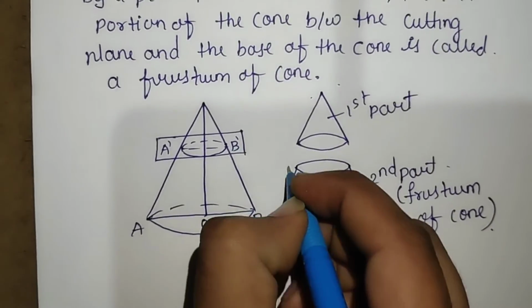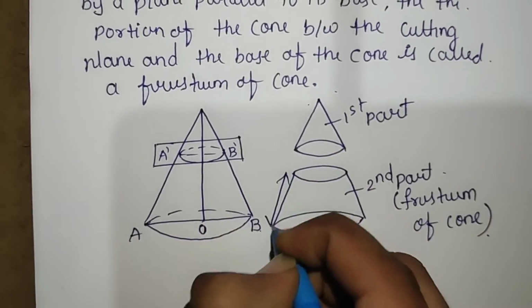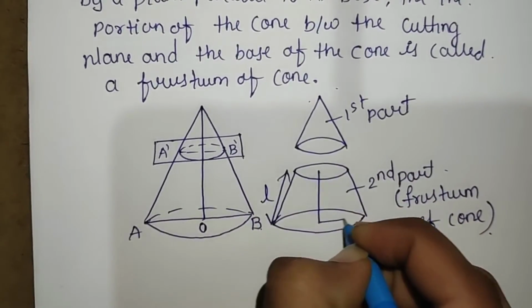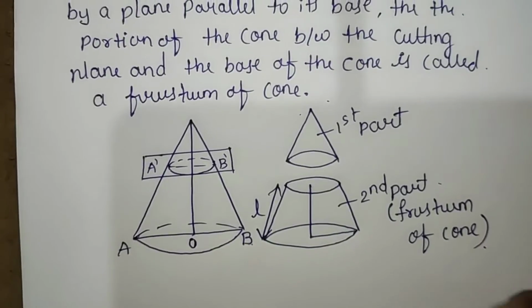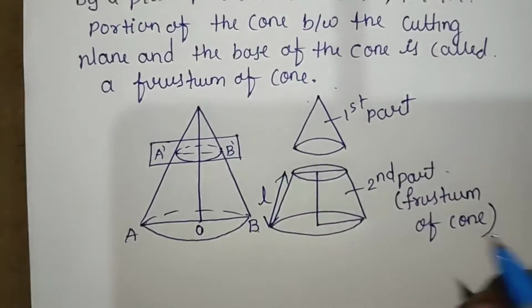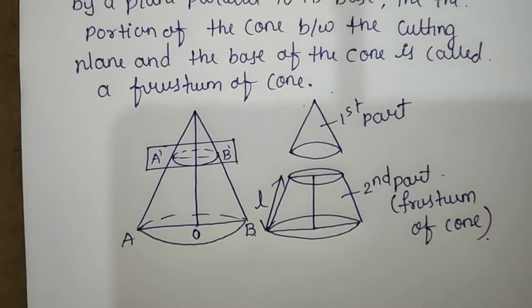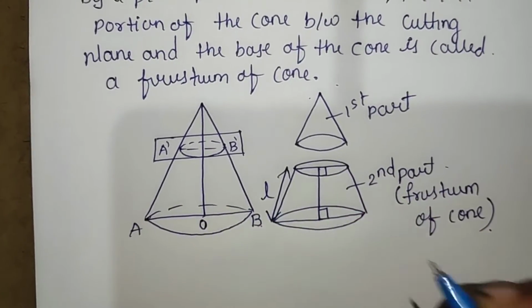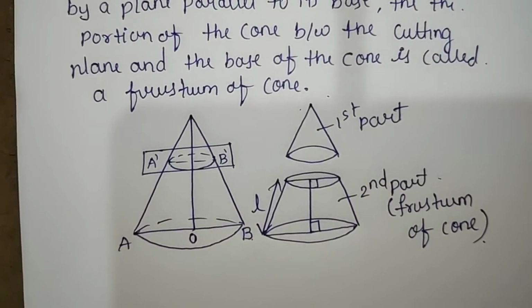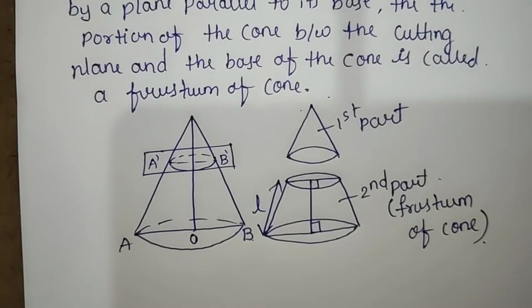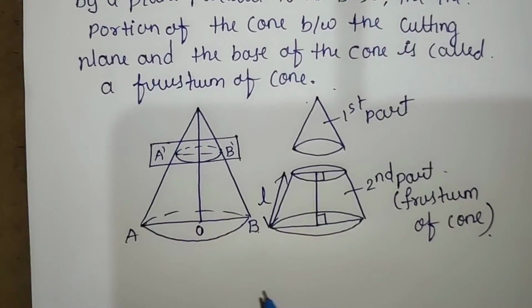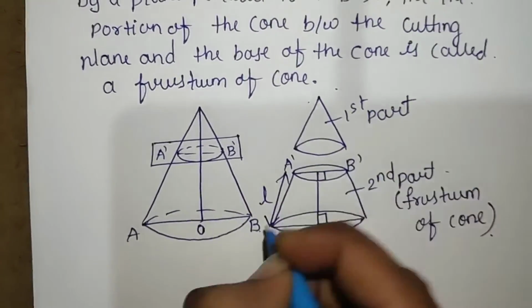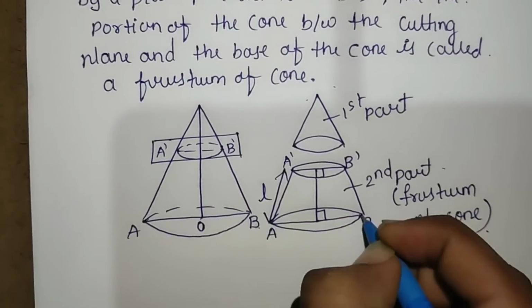Now this is the slant height of the frustum of cone, and this is the height. Frustum of cone has two bases, one smaller and one bigger. This is the height. Remember guys, the height of the frustum will always be perpendicular to the bases, A dash B dash and AB.